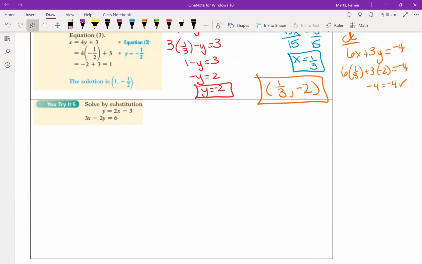All right, so you try number 5. It's already isolated, so that's good. So this substitution is already easy. I'm going to take this, and I'll plug it in for y. So I have 3x minus 2 times 2x.